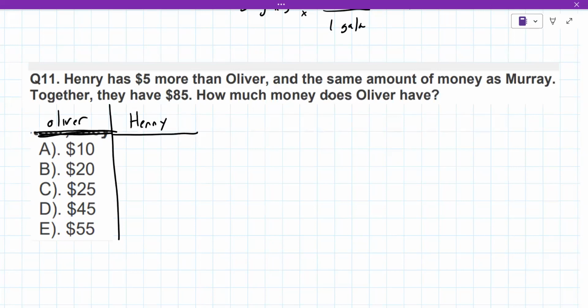What does the problem say about Henry? Henry has $5 more than Oliver. So can we figure out how much money Henry has from Oliver? Well, Henry has 5 more than Oliver. So for example, if Oliver has 10, Henry has 15. We've all, when we used to do a lot of cash, we'd say, oh, how much do you have? Oh, I got 10. Oh, I've got 5 more than you. Okay, you have 15. So Henry has $5 more than Oliver. So we're going to add 5 to each of these.